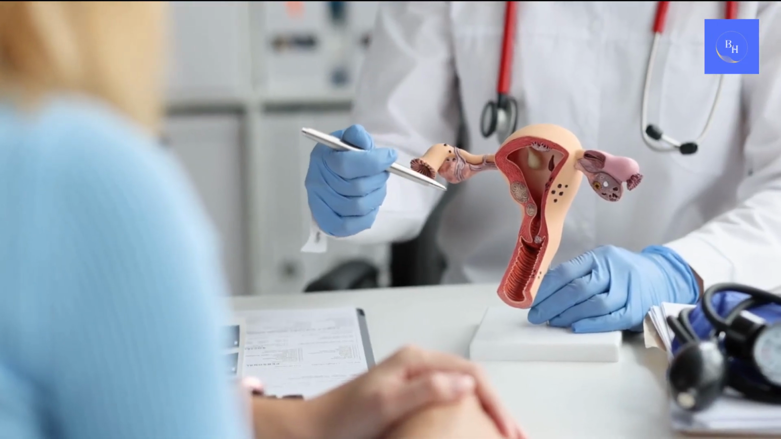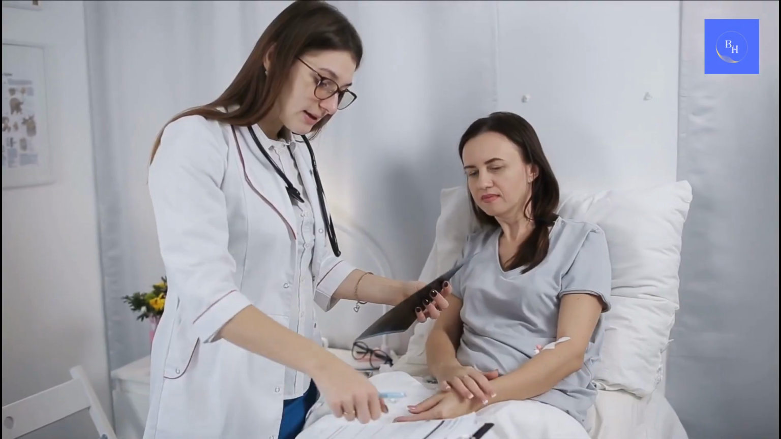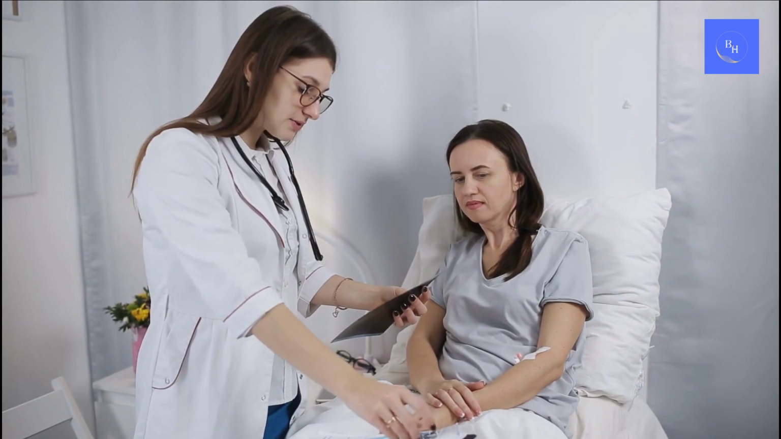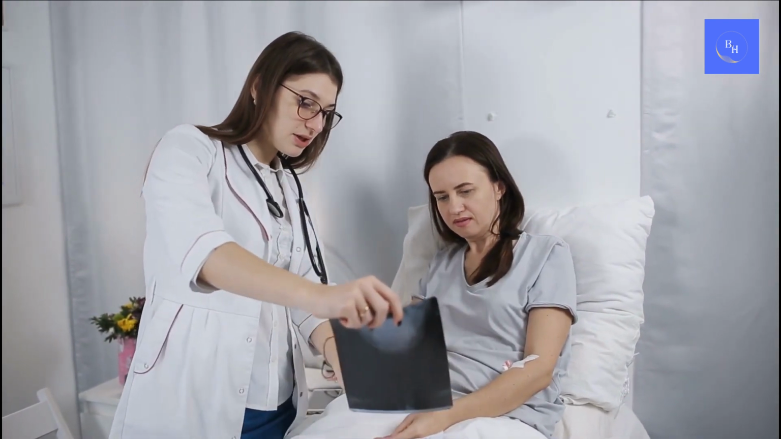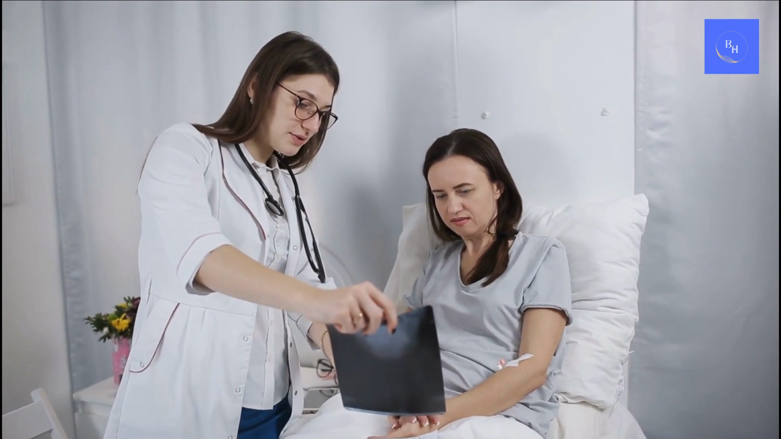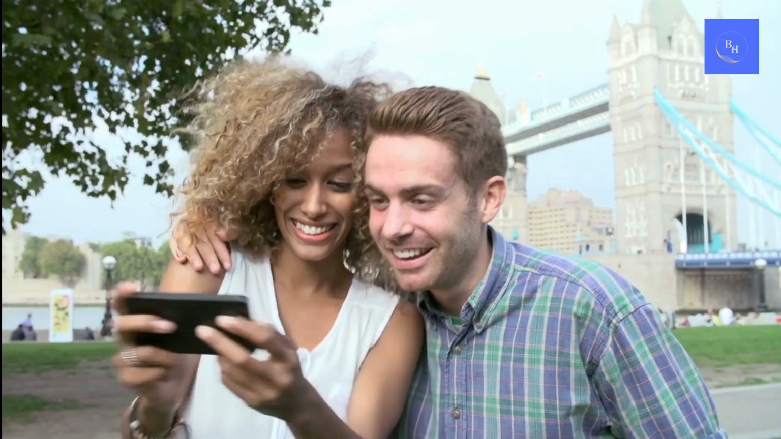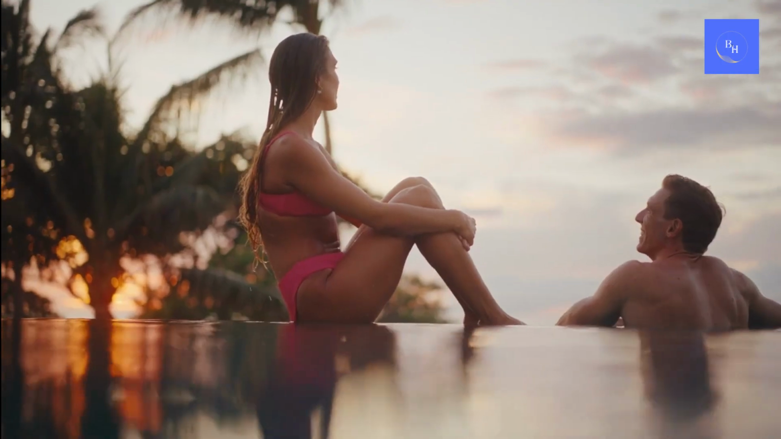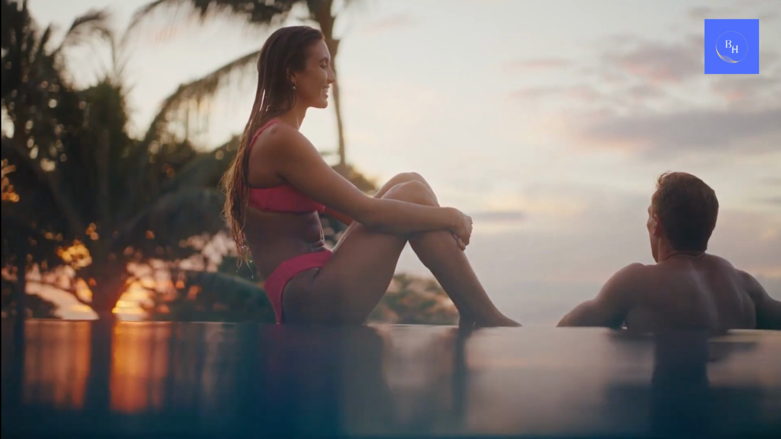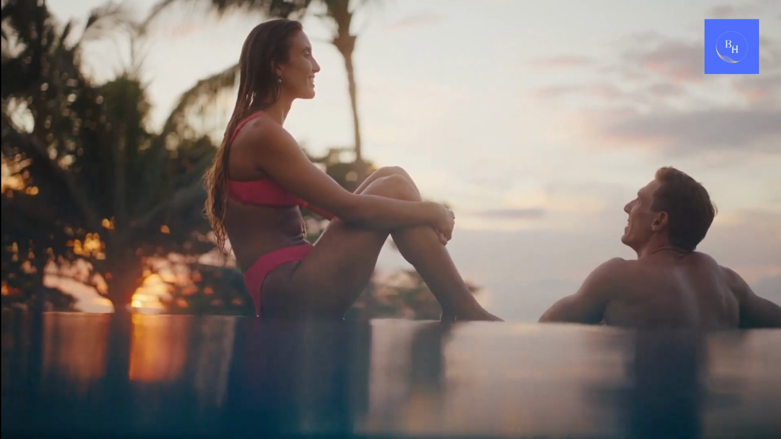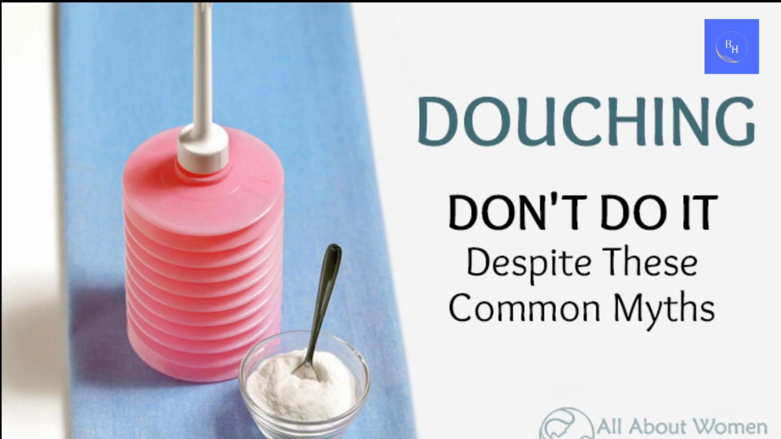2. Regular STI screenings. Routine screenings for STIs, especially if you're sexually active or have multiple partners, are essential. Early detection and treatment of STIs like chlamydia and gonorrhea can prevent the development of PID. 3. Limiting sexual partners. Reducing the number of sexual partners decreases the likelihood of exposure to infections. However, if multiple partners are involved, it's crucial to ensure that each partner is tested and practicing safe sex.